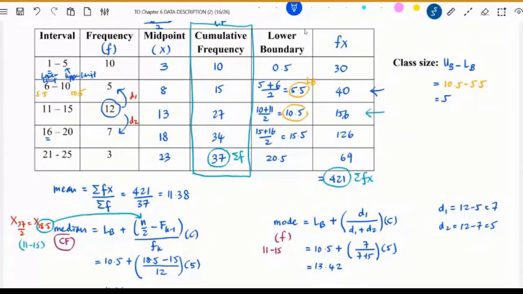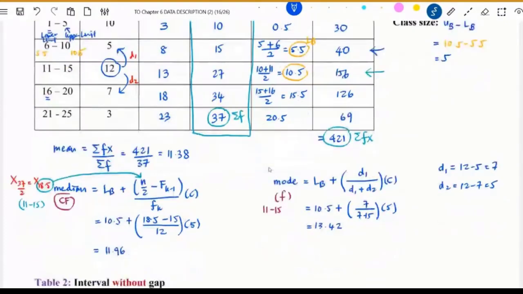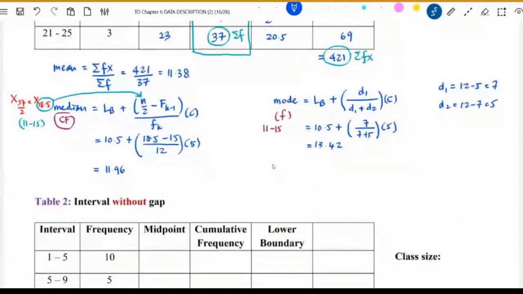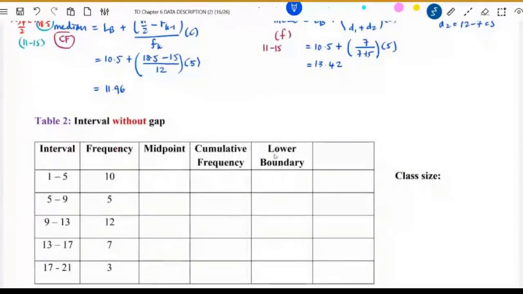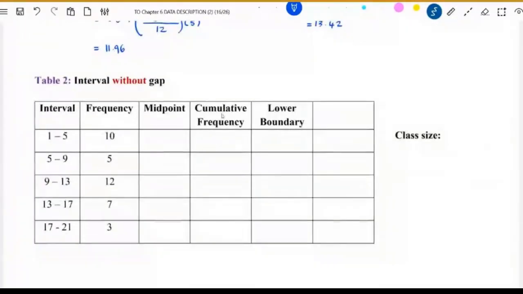Okay, the next one is without gap. So we will have a slight difference for the midpoint and also for the lower boundary. For the frequency, this one is maintained. For the midpoint, 1 plus 5 divided by 2, we get 3. 5 plus 9 over 2, we get 7. The next one, we get 11. 13 plus 17 divided by 2, we have 15. And the last one, we get 19. So it is not the same as the one with gap earlier.